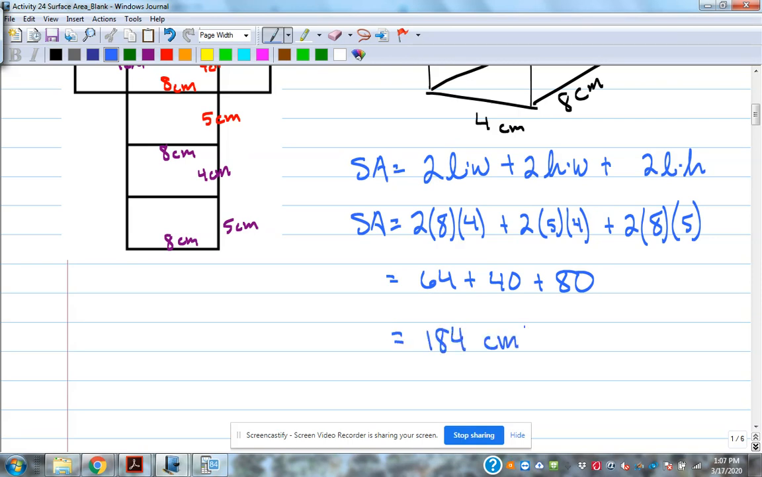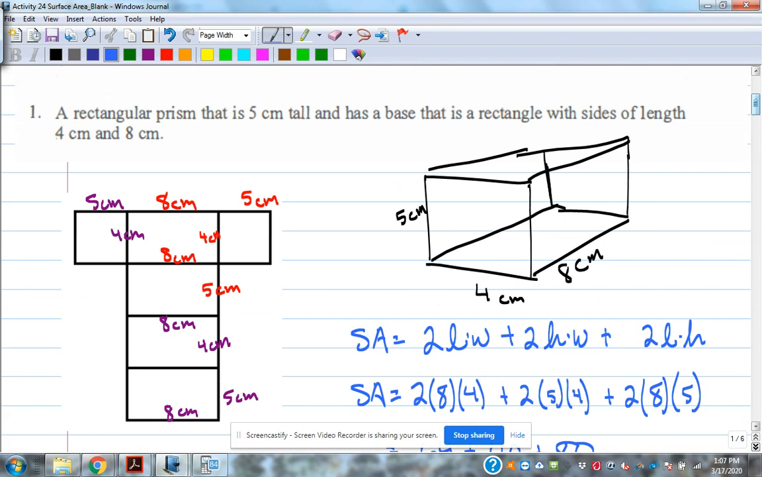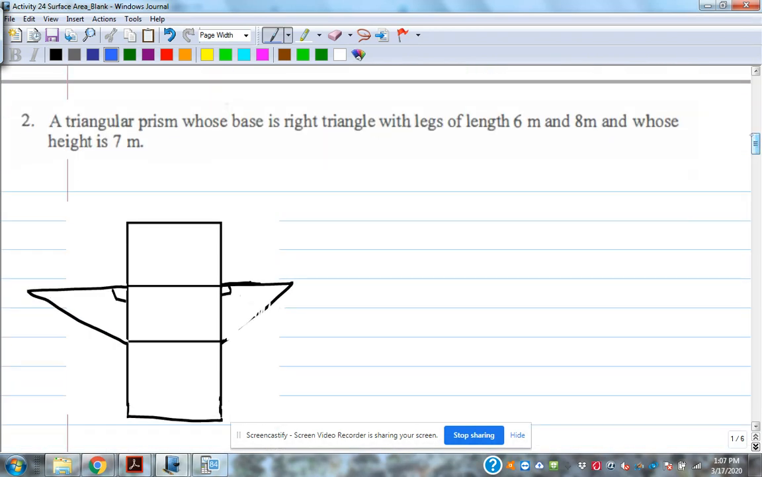184 square centimeters is the surface area of that figure. So again, sometimes drawing the 3D figure can really help a lot. So let's look at the next one.